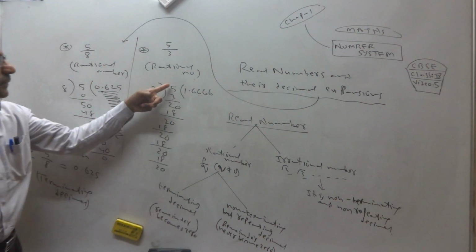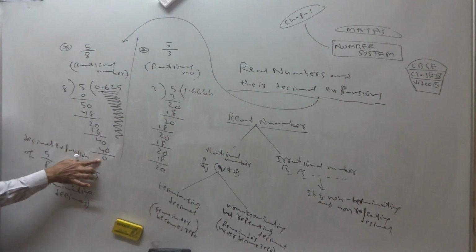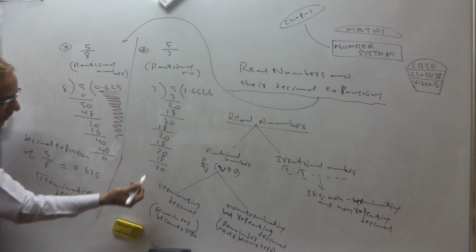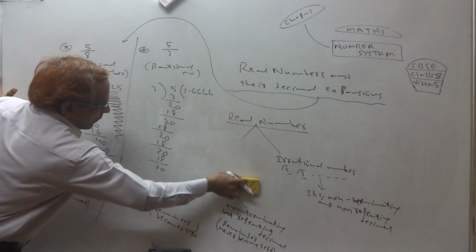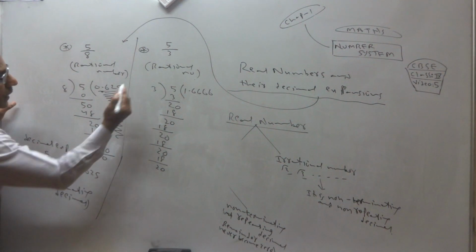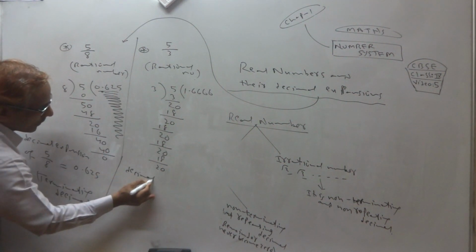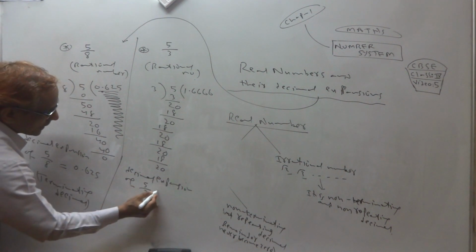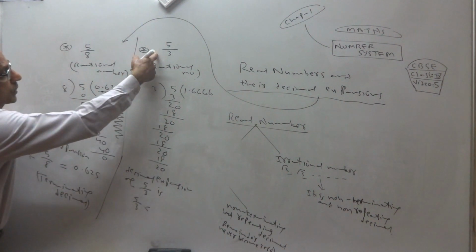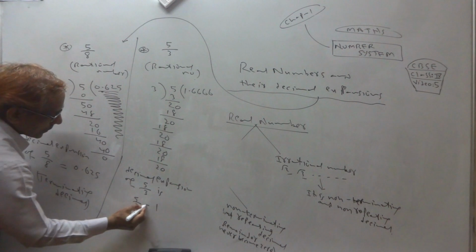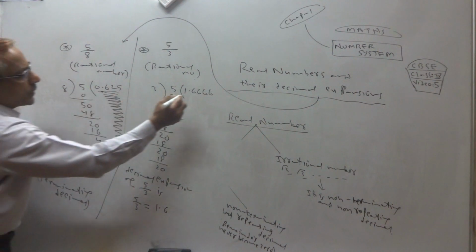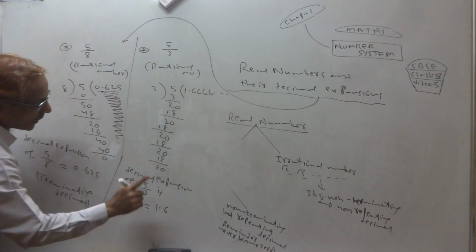So this is the second type. What is the first type? The remainder can become 0, this is terminating decimal. When the remainder never becomes 0, what is the decimal expansion of 5 by 3? 5 by 3 is equal to 1.6666, it never stops. You never get 0 here.